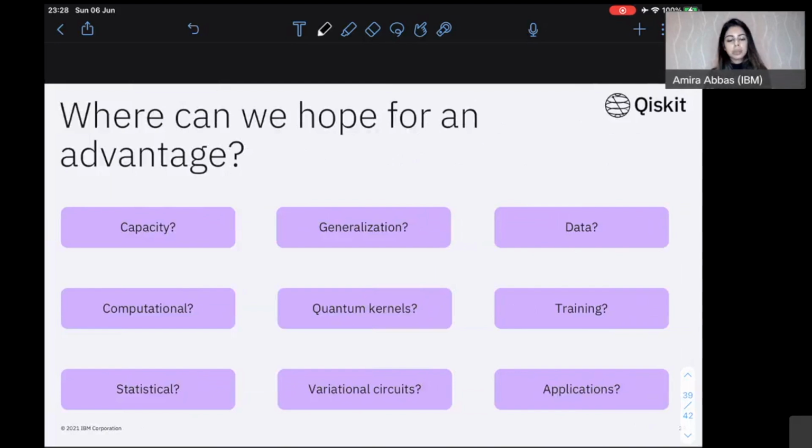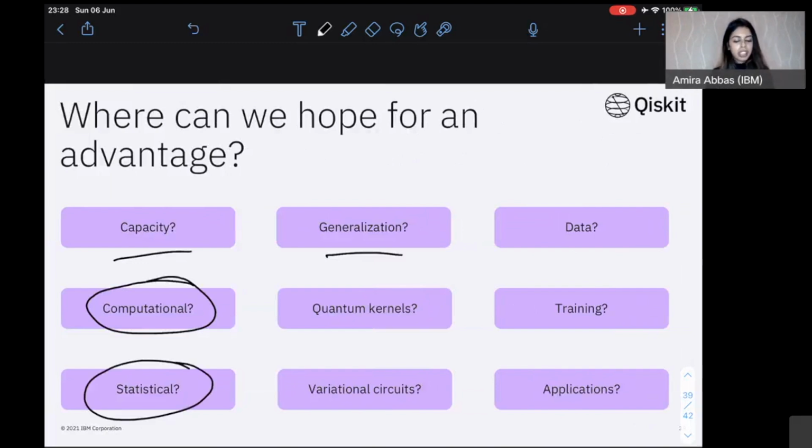Where can our quantum models actually perform better? Can we get some benefits in capacity or generalization? Where can we even hope for an advantage in general with quantum machine learning? Is it through some computational advantage? Is it through some statistical advantage? What type of models can we build that offer these advantages?